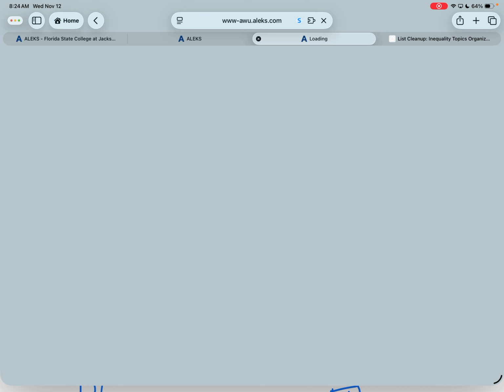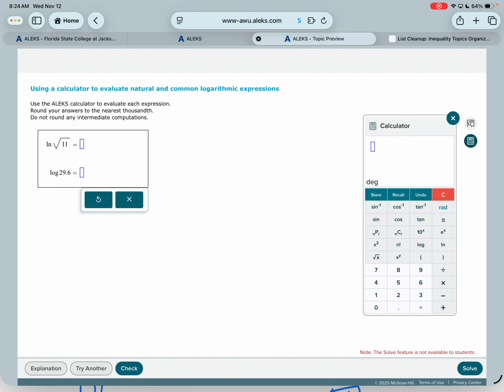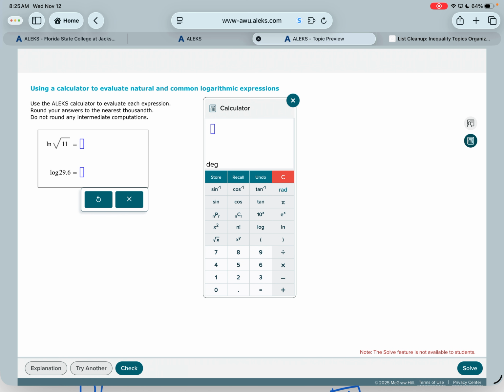So they have these problems right here on ALEKS. Your phone even has the ln button, I think, on it. So you would just do the ln of the square root of 11. Y'all want a bunch of these on the test, right? Ln of the square root of 11 is 1.19, 1.199, I guess, if I round to the nearest thousandths. And then the log, I could do log 29.6. So you just type those in. Very easy topic to do there.